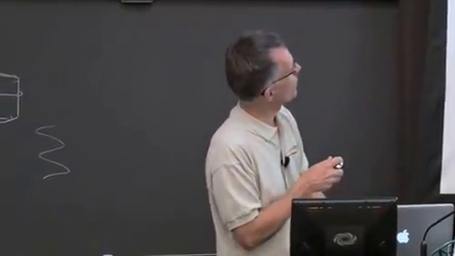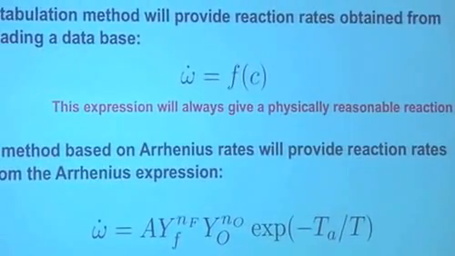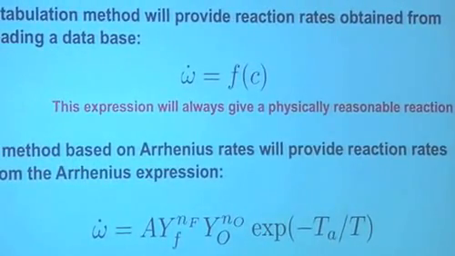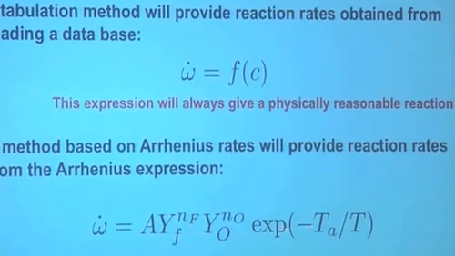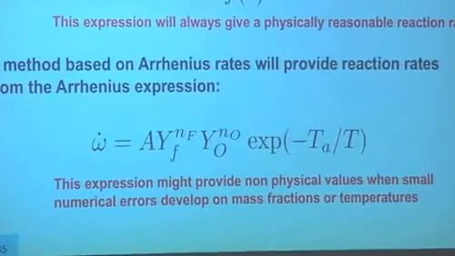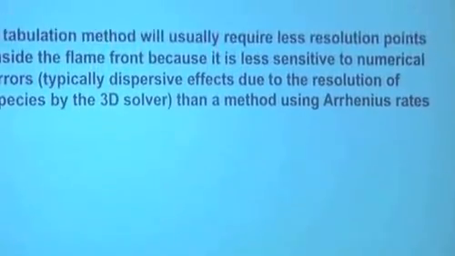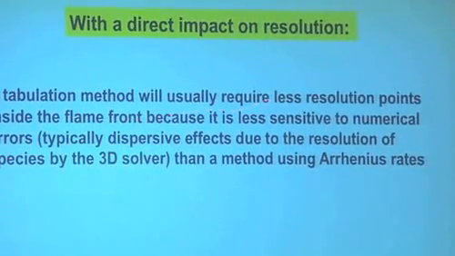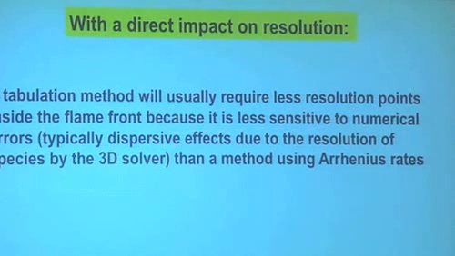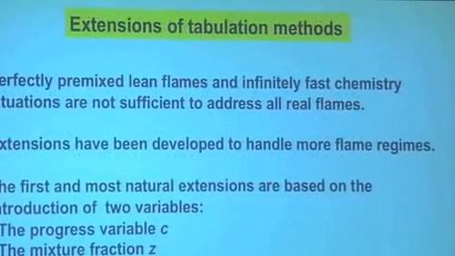So this expression will always give a physically reasonable reaction rate because it comes from a table that you created yourself. Normally you're smart enough not to put stupid values there. While this one can go anywhere. And with an exponential, it's easy to go to places you shouldn't have been. That also means that since you have a very stable method with the tabulation to compute the reaction rate, you can use fewer points in your flame front. That's also very nice because you're saving on resolution, you're saving on the cost.